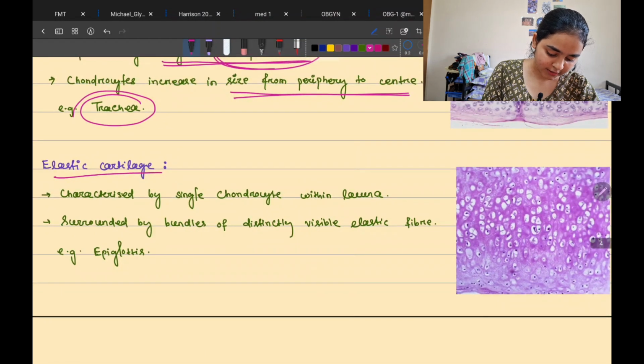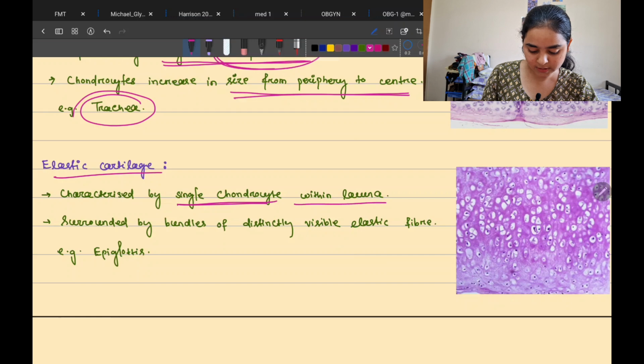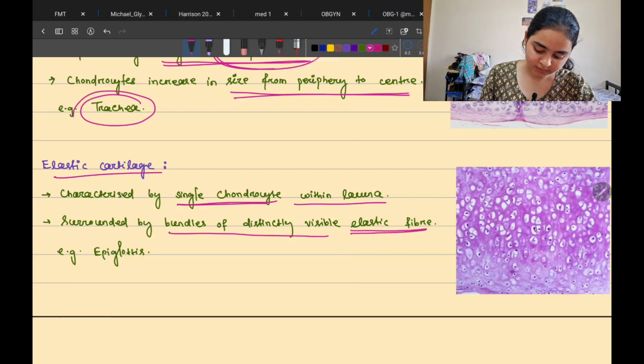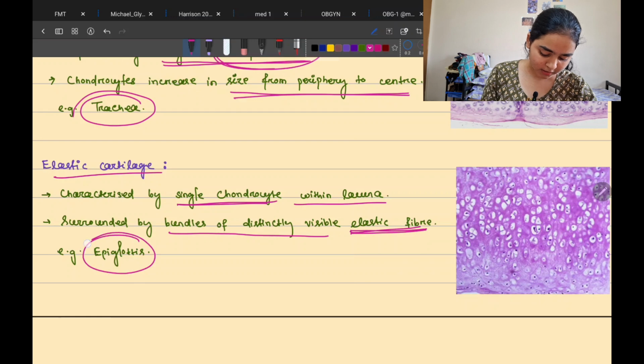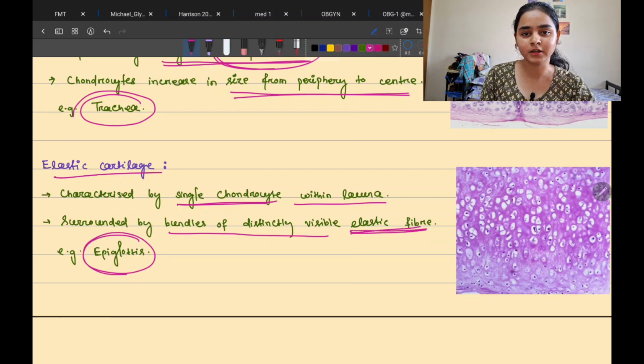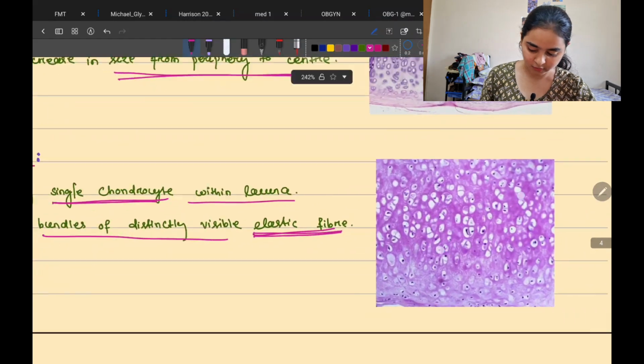Next, coming to the elastic cartilage. Elastic cartilage is characterized by single chondrocytes present in a lacuna and surrounded by bundles of distinctly visible elastic fiber. Because with collagen fiber in elastic cartilage, elastic fibers are also present. And the principal site is epiglottis. Not the principal site, the main example you have to remember is the epiglottis.